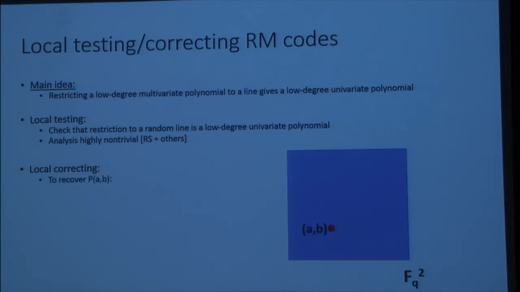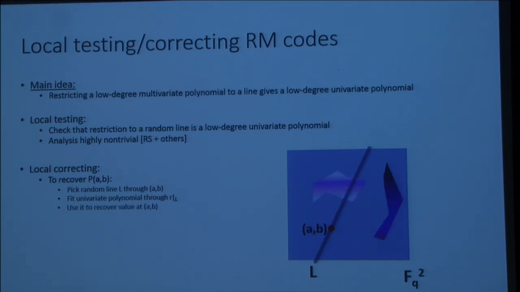How do you do local correcting of this polynomial? You have a corrupted codeword and you want to recover the true value at any particular point (a, b). You pass a random line through that point and you query the values on that line. And if this received word didn't have too many errors, then when you look at a random line through a point, you won't see too many errors on the random line.